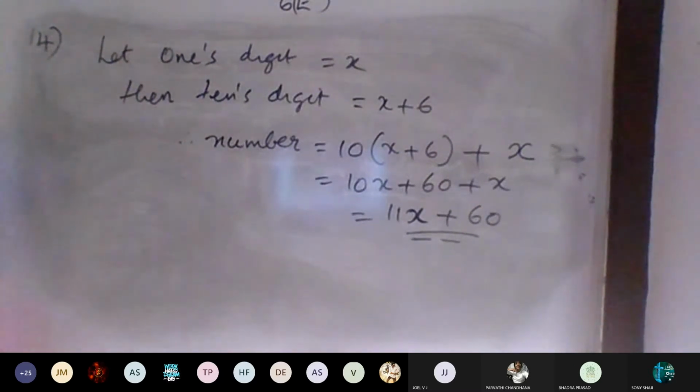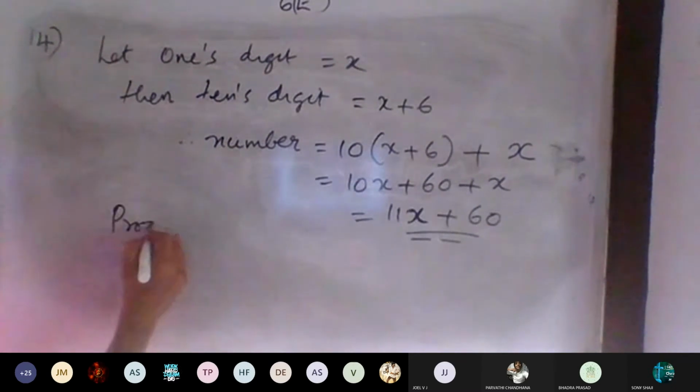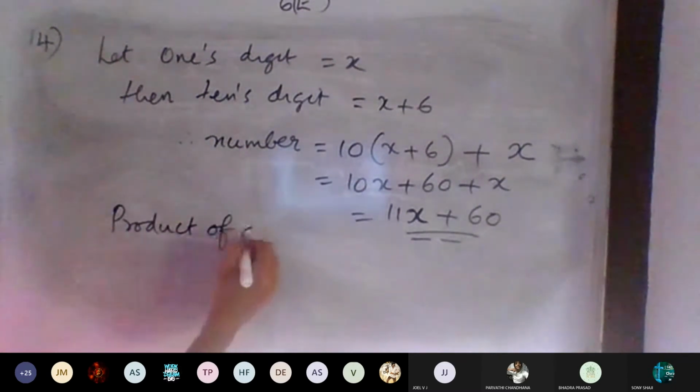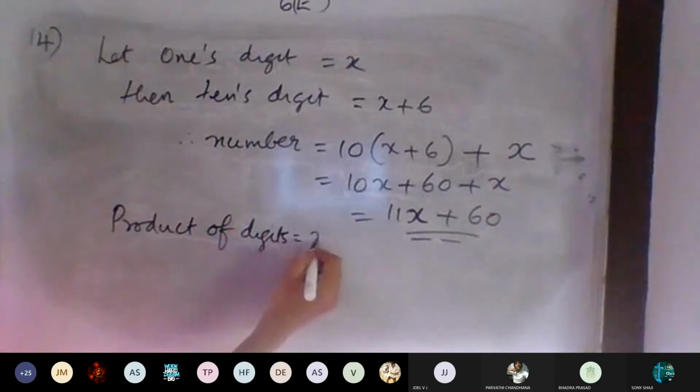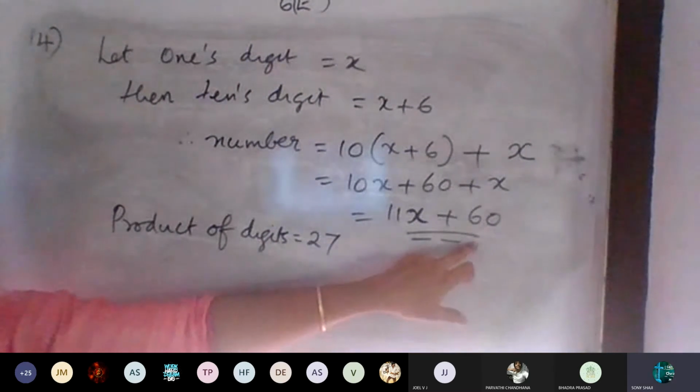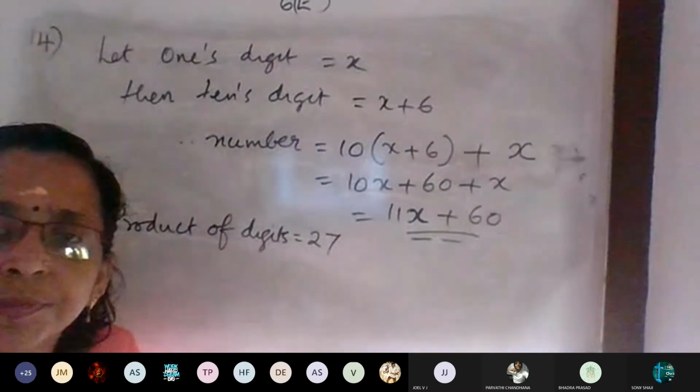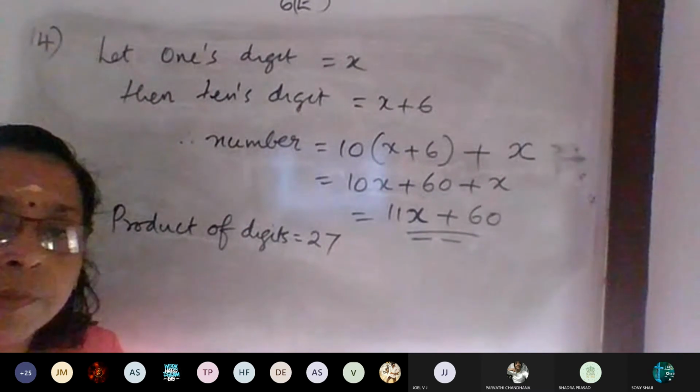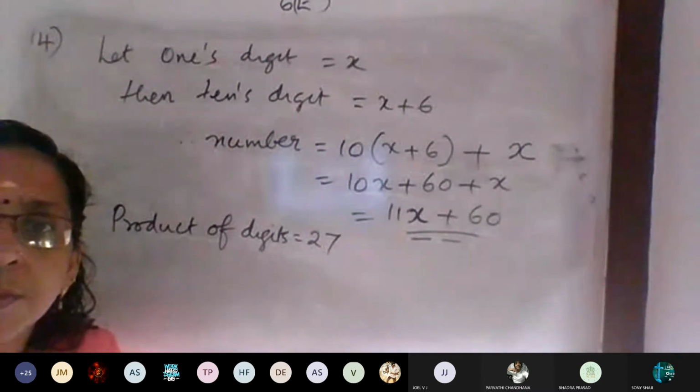For that, the given condition is what? The product of digits is given as 27. The product of digits is equal to 27. Up to this, understood? Any doubt? Is it clear, girls? Yes, ma'am.